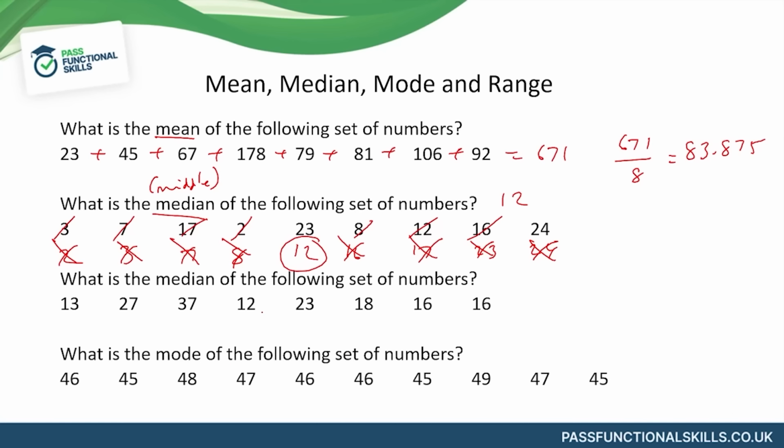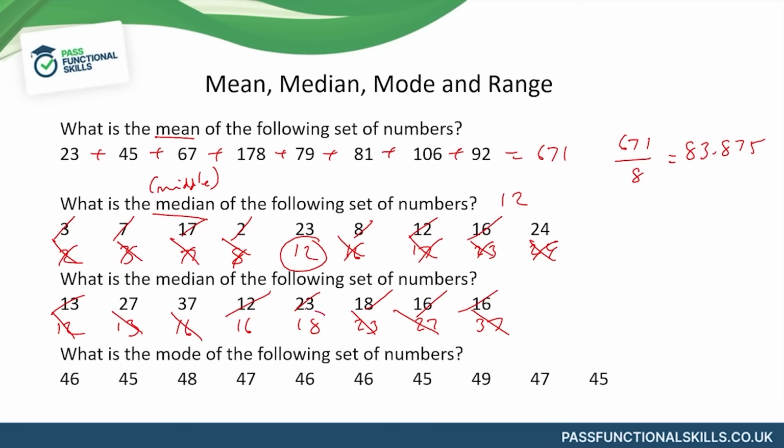So let's take a look at this data set here. We're going to do exactly the same thing. Let's put them in order. So 12, 13, 16, 16, 18. Then it's going to be 23, 27, 37. So let's do the chopping again. Chop 1 off the left and the right. Let's repeat that process. Let's do it again.